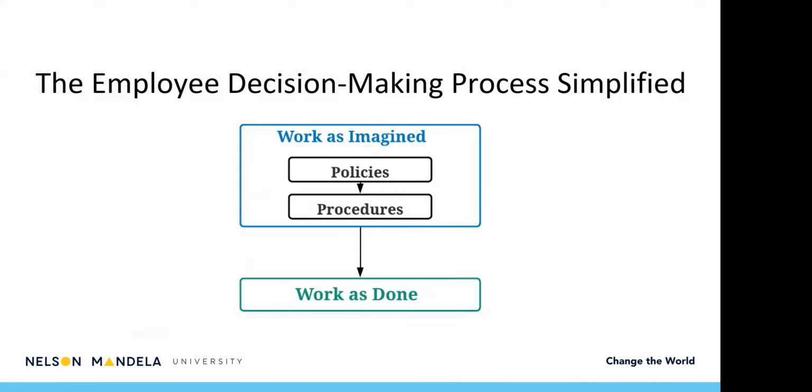The employee decision-making process simplified. Presented here is the employee decision-making process shown in a simplified manner. Work as imagined represents management's behavioral and work output expectations within an organization. This is represented as policies, procedures, and standards that are disseminated to the employees. These documents are distributed with the expectation of employee compliance. In an ideal world, the employee would continue their work and the work output would be the exact or as close to management's expected output as possible.